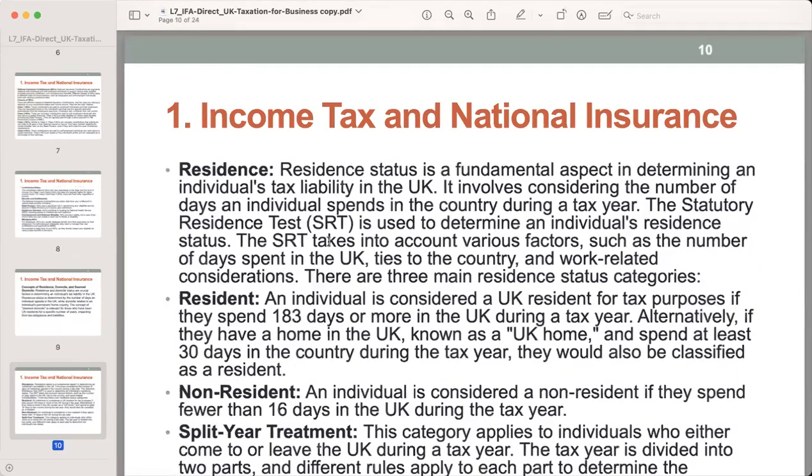Resident status means if you are in the UK for at least 183 days in a tax year, you are a resident, or if you have a UK home and spend 30 days here, you are also a resident. Spend fewer than 16 days and you are a non-resident. There's a special rule if you move in or out during a year.